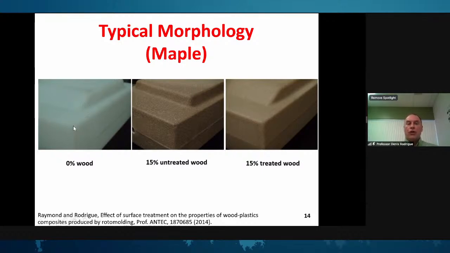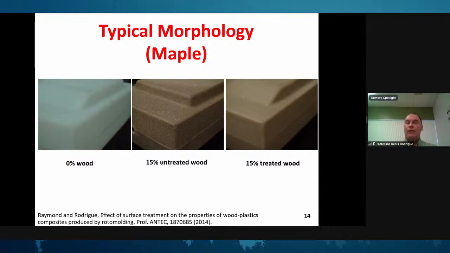So here you see on the left the part that we have produced by rotational molding using the neat polymer. In the middle, you have untreated wood. And when you look at the treated wood, you can clearly see that the surface quality is much better. You have better fiber distribution, and there is better quality and aesthetics of the part itself.